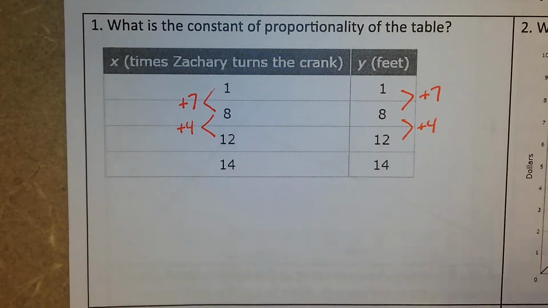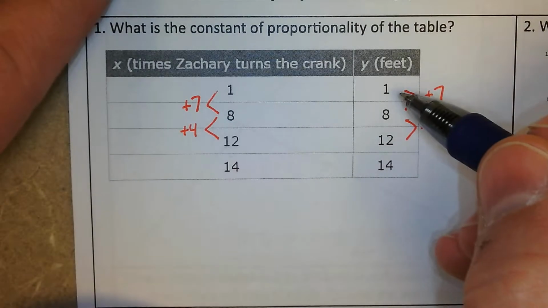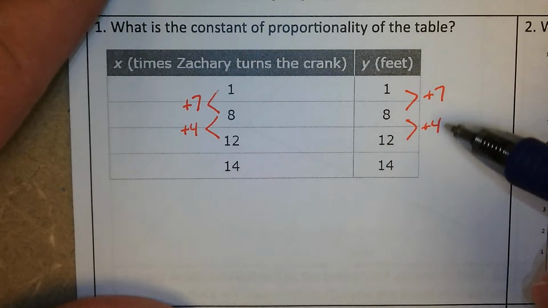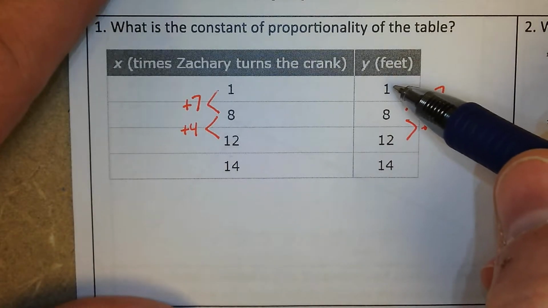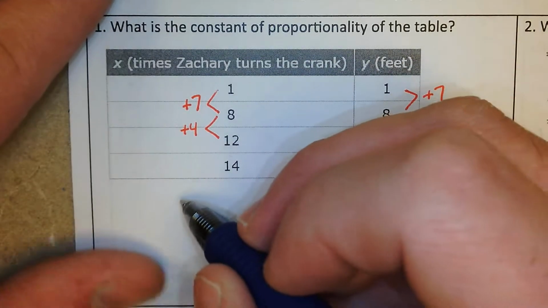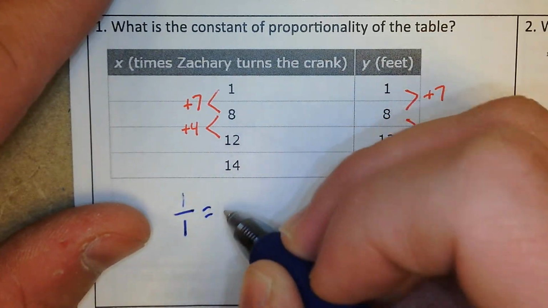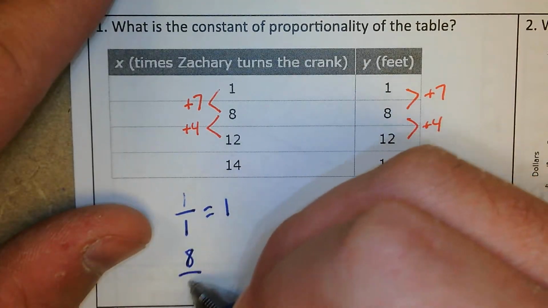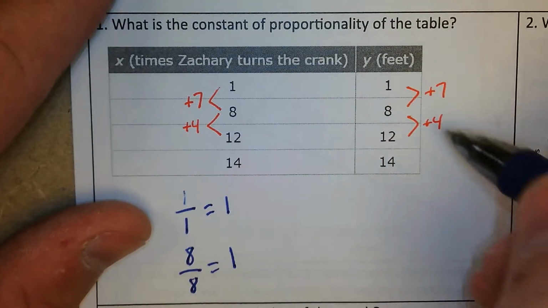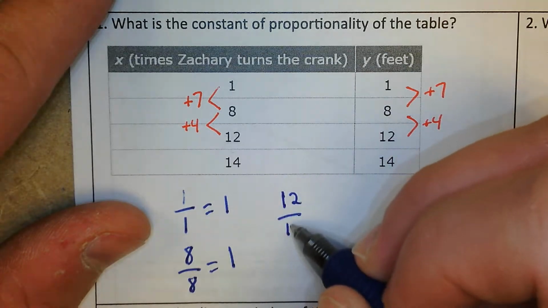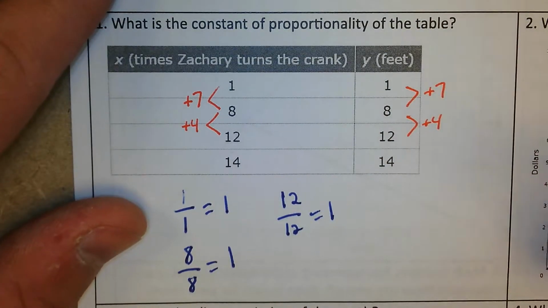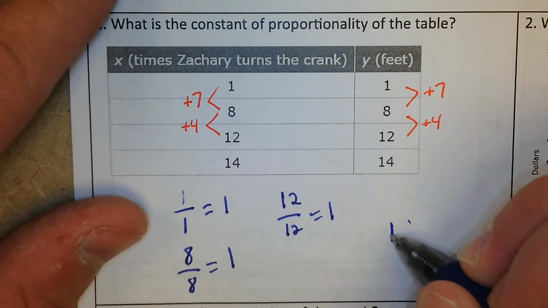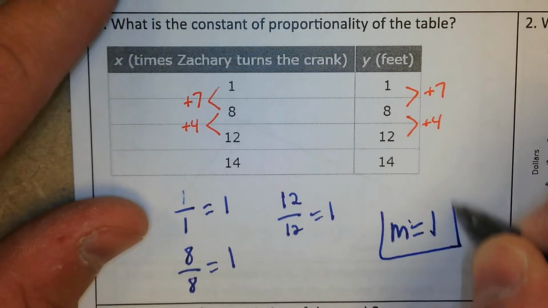So then what we need to do is to find the constant of proportionality. We take our y value divided by our x value, right? Even though they don't change by the same amount, we should be able to see that they're proportional. 1 divided by 1 is 1. If I do it for the second one, 8 divided by 8 is also 1. 12 divided by 12 is also 1. So we should hopefully know that my constant of proportionality is going to be 1. So we can say therefore that m is equal to 1.